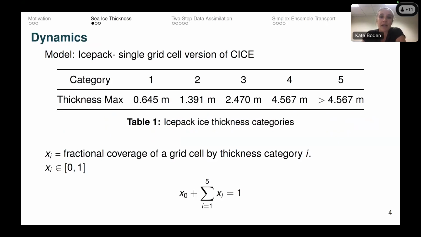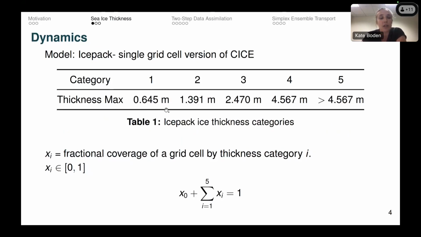For the dynamics, we're going to use IcePack, which is a single grid cell version of SICE. In IcePack, the state variables divide the sea ice thickness into categories. Here I'm using 5 categories, and I'm showing you the thickness max of each category, from something as small as about 0.5 meter to about 4.5 meters.